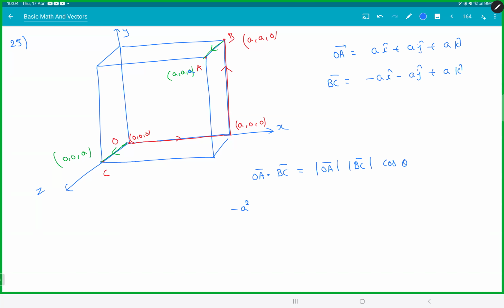Substitute. What is this thing? This will be minus a square plus a square. This will be a root 3. This will be a root 3 cos theta. Yeah, cos theta is minus 1 by 3. Clear, everyone?